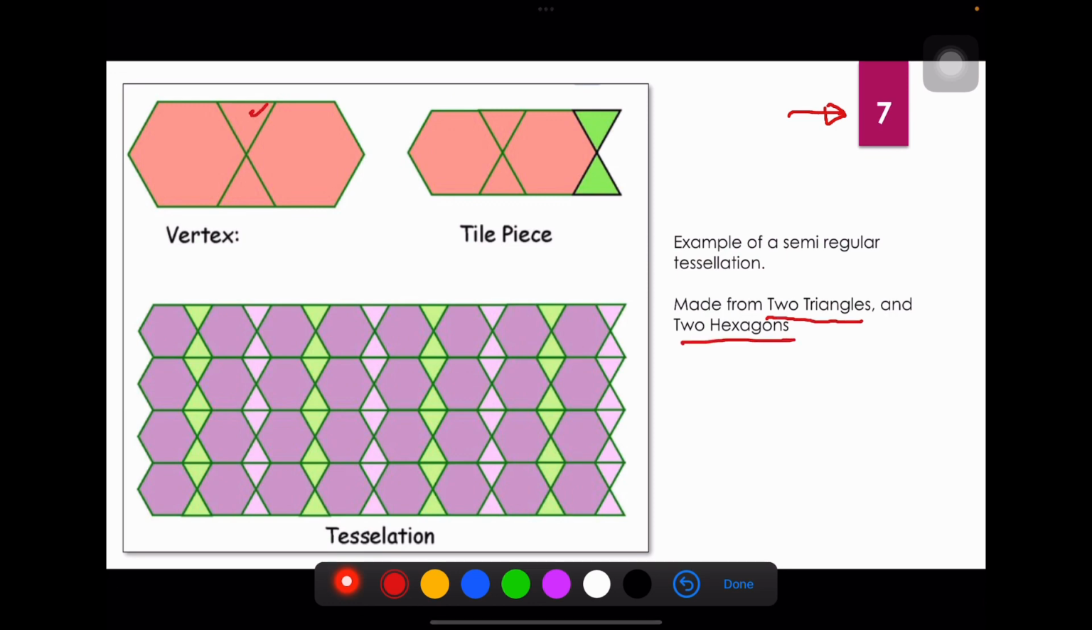So the triangles are up and down, the hexagons are on the left and the right, and the vertices all meet at the same point. And then you can add 2 more over here, 2 more triangles up and down, and you have this pattern. Nice.